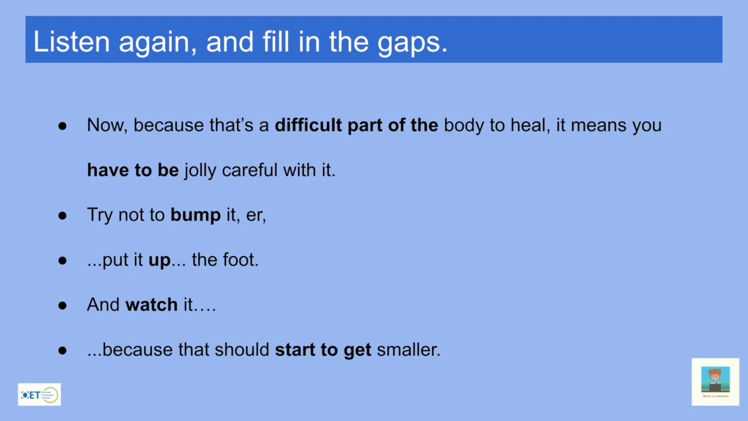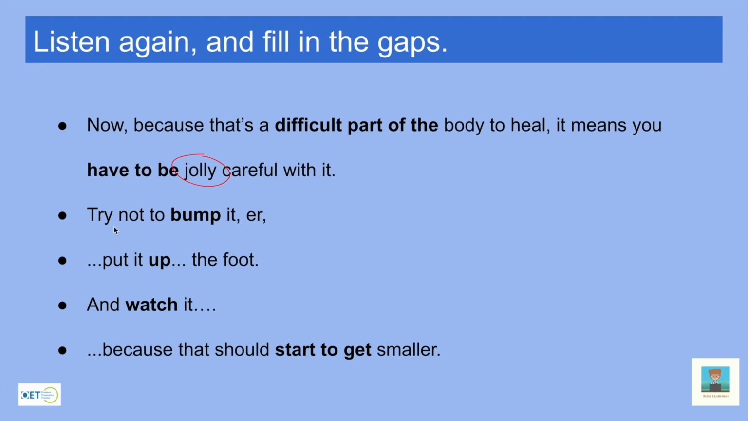Okay, how did you go? So the first one then was, because that's a difficult part of the body to heal, it means you have to be jolly careful with it. So let's try this together. There's quite a few words here, but the rhythm is, that's a difficult part of the body to heal. So repeat with me. That's a difficult part of the body to heal. Part of the body. It means you have to be jolly careful with it. Jolly in this case is an informal and a little bit old-fashioned way of saying very careful. Jolly careful means very careful.